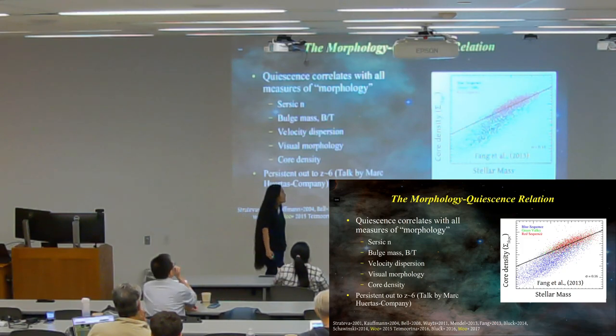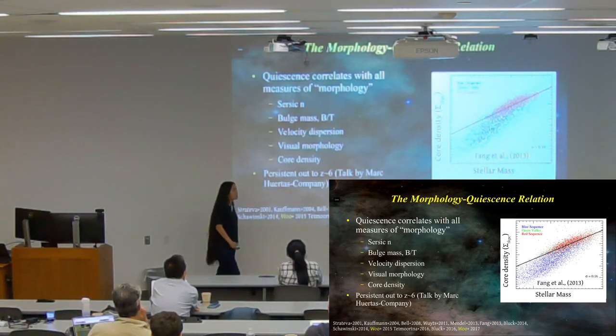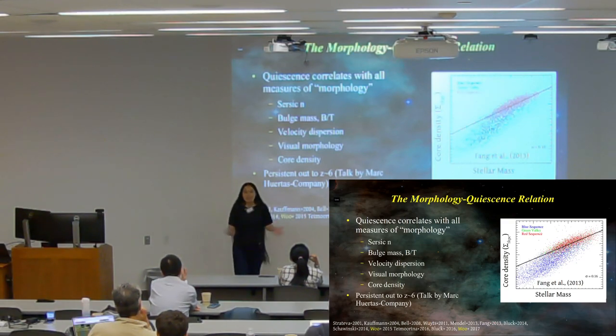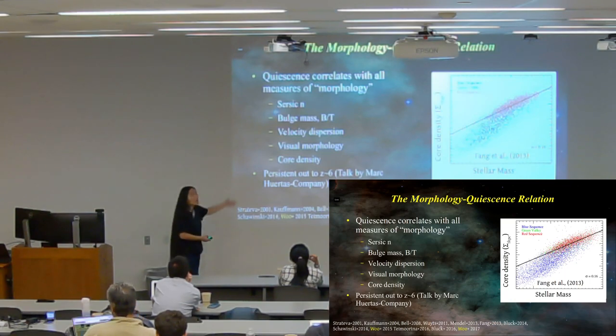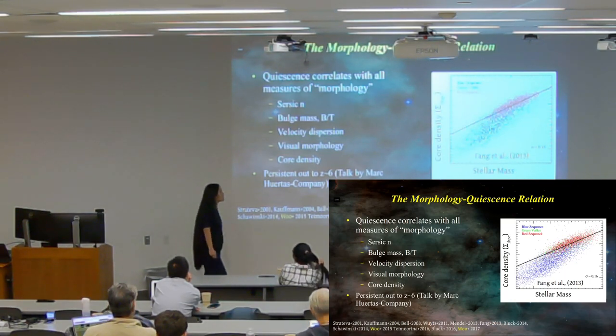So first, I want to introduce again the morphology-quiescence relation. We heard a little bit about it yesterday, I believe: quiescence correlates with morphology, and we've heard this for many decades actually. It holds for all measures of morphology, bulge mass, velocity dispersion, and so forth.